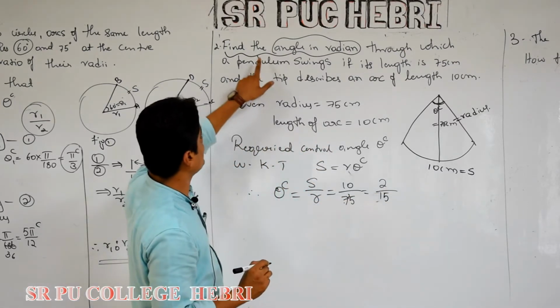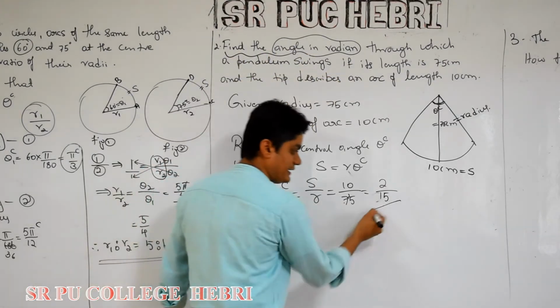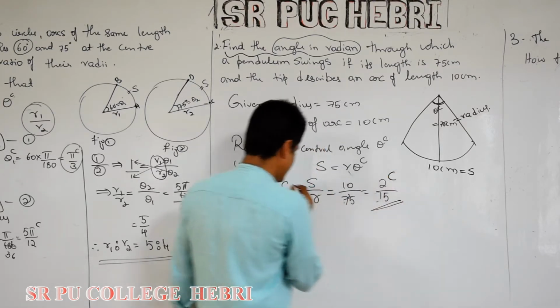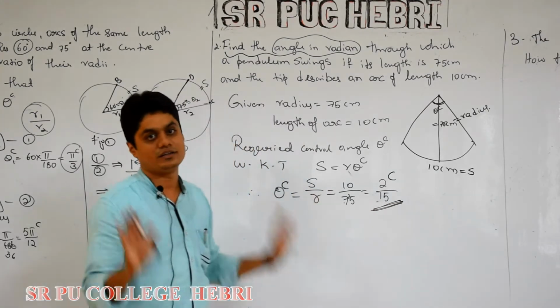Okay. So what is asked? Find the angle in radian. We don't have to convert this. What about the unit of this? The unit is nothing but radian. So we don't have to convert anything. It is 2 by 15 radian.